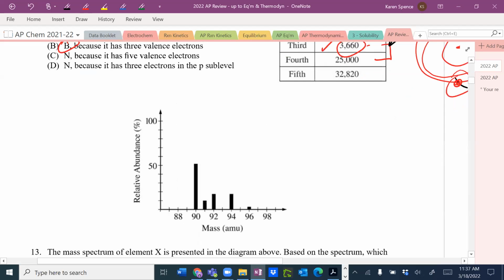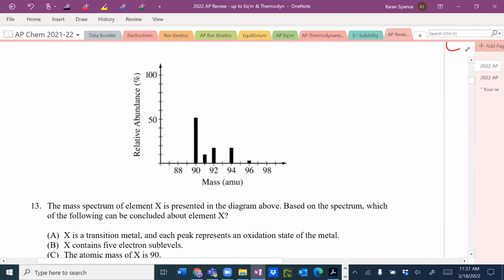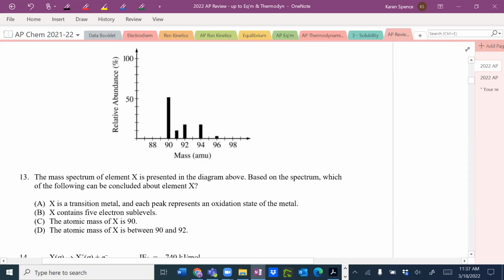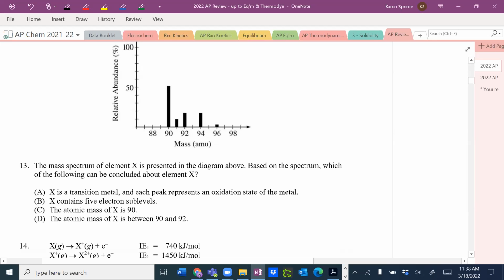Okay. Ooh, mass spec again here. What have we got? Number 13. The mass spectrum of element X is presented in the diagram above. Based on the spectrum, what can be concluded about element X? Well, its atomic mass is going to be probably somewhere between 90 and 92.